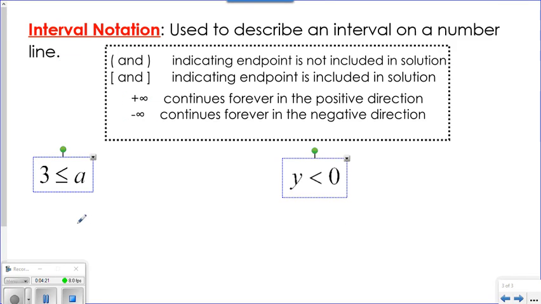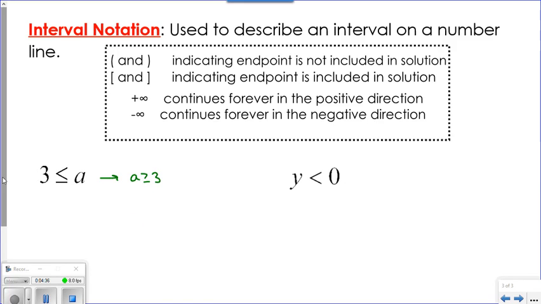This works the same even if our inequality is written kind of backwards. We can rewrite it as a is greater than or equal to 3. So we can think about this one if you want to try it without the graph. We know that we're taking all the values that are equal to 3 and higher. So we start with 3 and we're going to positive infinity. Because we have the greater than or equal to, we put the bracket, and then infinity always gets a parenthesis.